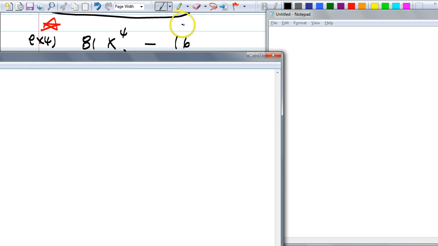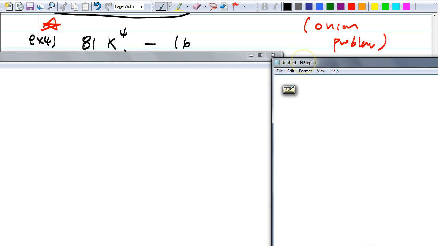I'm gonna call this problem, let's see, the onion problem. Yeah, you'll see why it's called the onion problem in a minute. Try this one yourself. Okay, everybody go ahead and try. I like to call this problem an onion problem. Go ahead, everybody try.